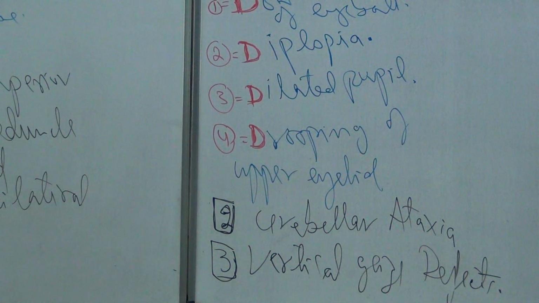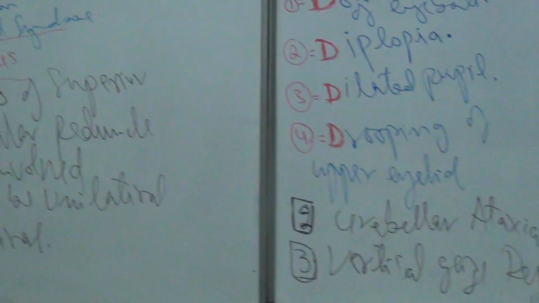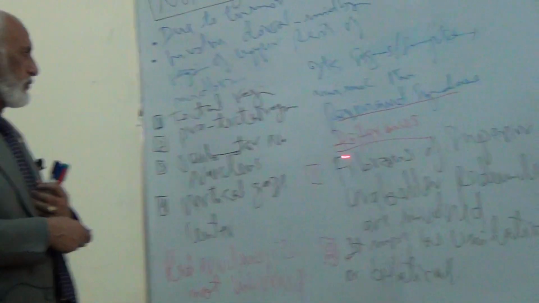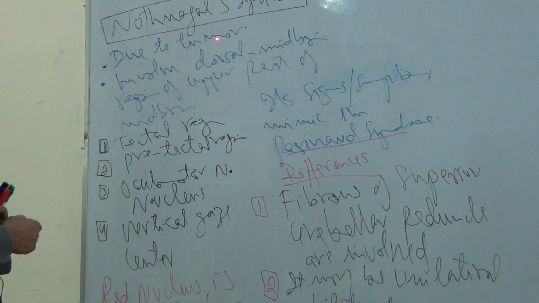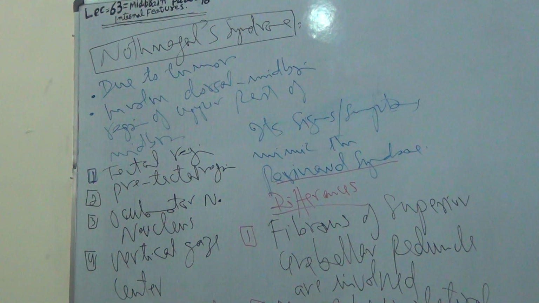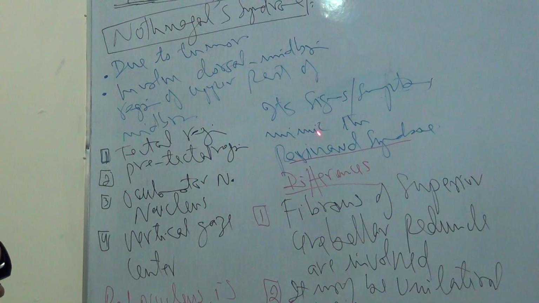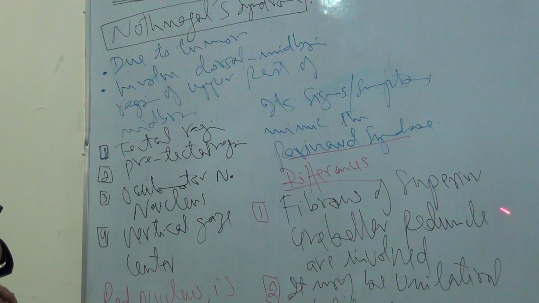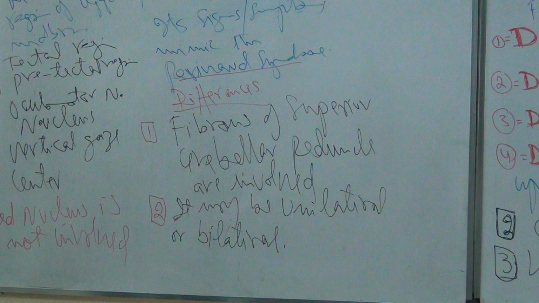So this was briefly about the Nothnagel syndrome, which in most respects resembles the Parinaud syndrome, and the differences are these two: apart from oculomotor nerve involvement and gaze center involvement, it also involves the fibers of the superior cerebellar peduncle, and it may be unilateral or bilateral.